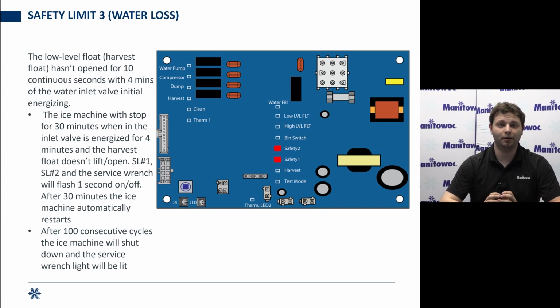It's looking for that bobber to float on some water, and then it can start the freeze. So if it doesn't see that within 4 minutes, it'll go into a 30-minute pause, and then after that 30 minutes, it'll restart. It'll try again, and after 100 consecutive cycles of that issue, it will then go ahead and flash that LED and the wrench on the UI.